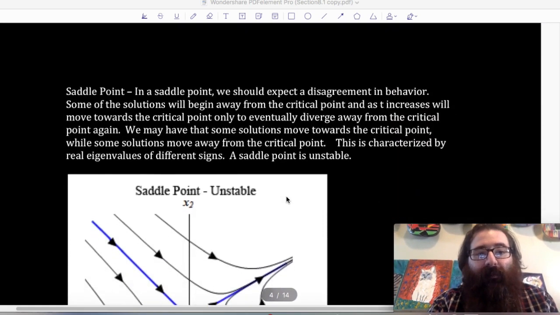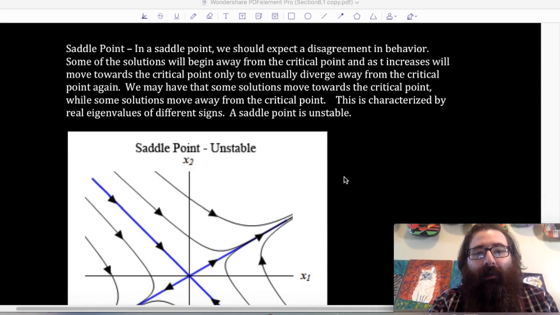Saddle points, very fun to talk about. In a saddle point, we get some disagreement in behavior, and some of the solutions will begin away from the critical point, and as t increases, they start to creep towards the critical point, only to eventually diverge away from the critical point. So a very interesting behavior. At first, it looks like it's moving towards the critical point, and then it darts away almost at the last second.